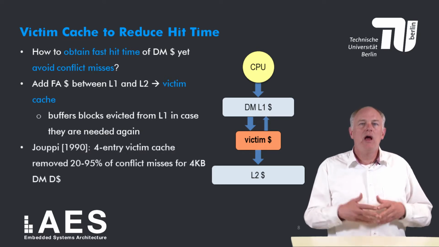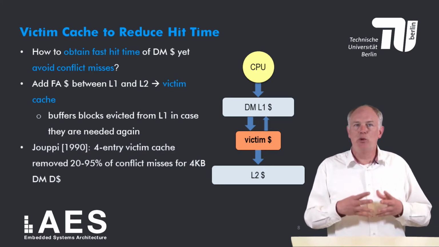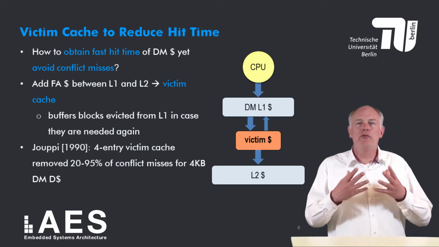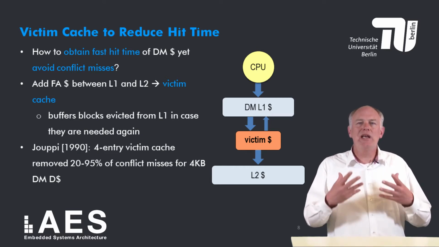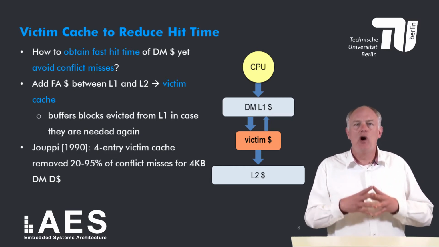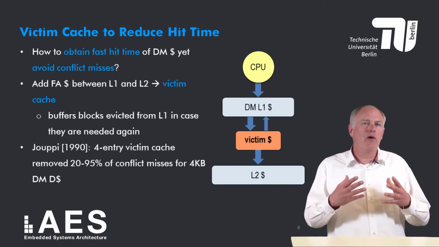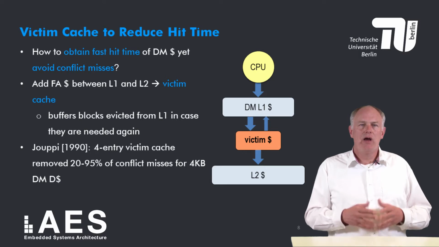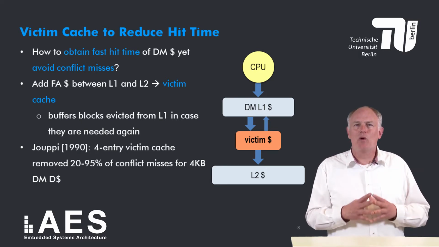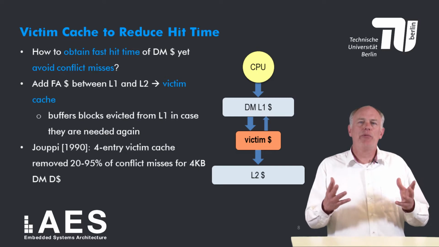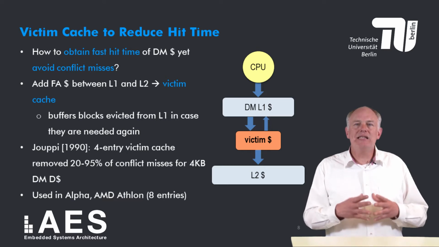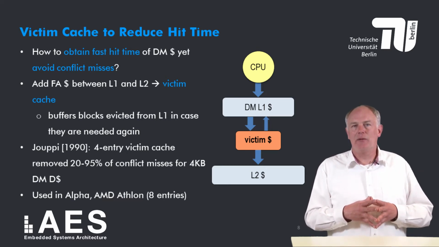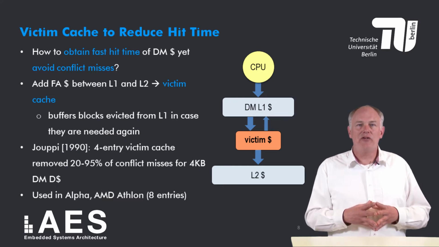The victim cache was proposed by Norman Jouppi in 1990, and he showed that a fully associative victim cache consisting of only 4 blocks removed 20% to 95% of all conflict misses for a 4 kilobyte direct map data cache. 4 kilobyte is of course very small compared to present day standards, but the programs and datasets were also much smaller at that time. The victim cache has been implemented in Alpha processors from HP, and the AMD Athlon processor had a victim cache with 8 entries.